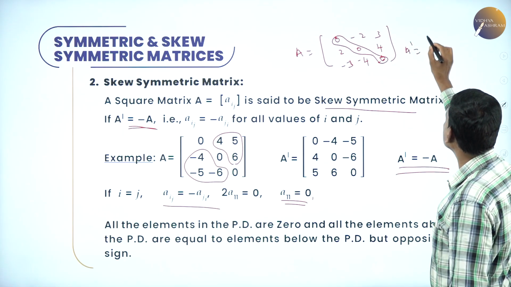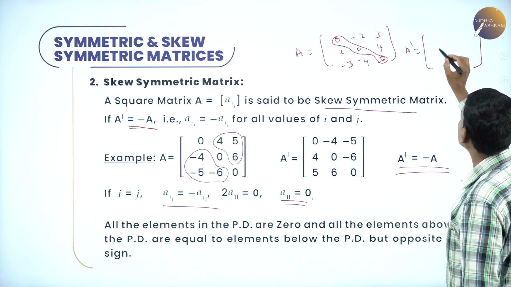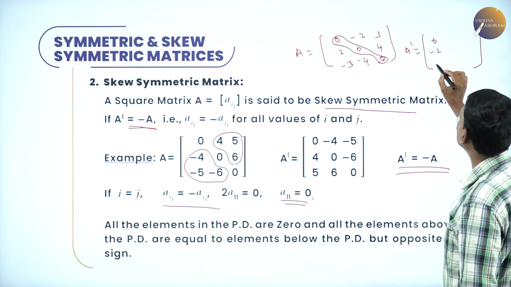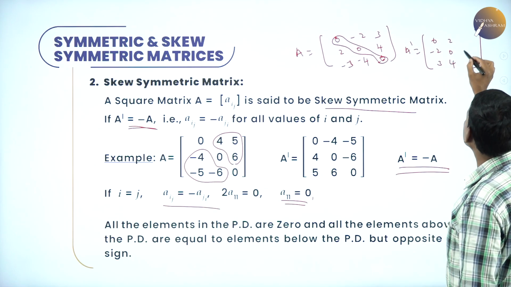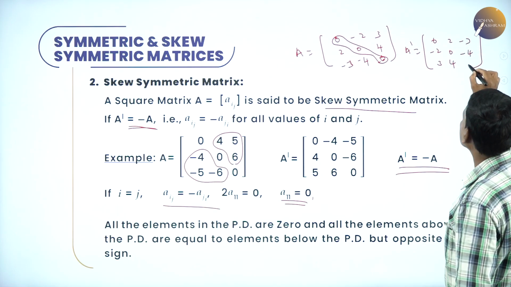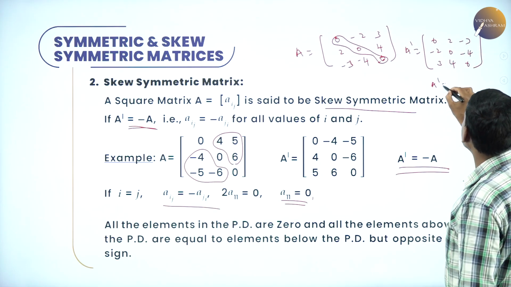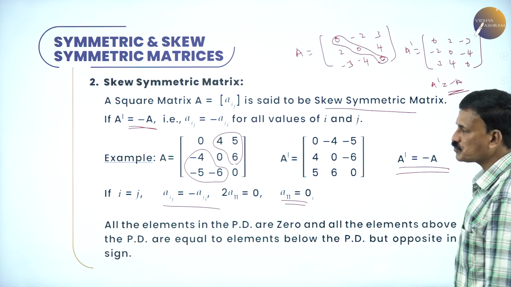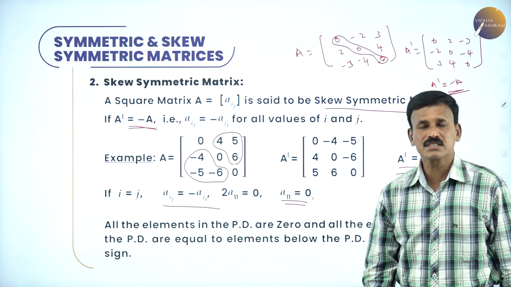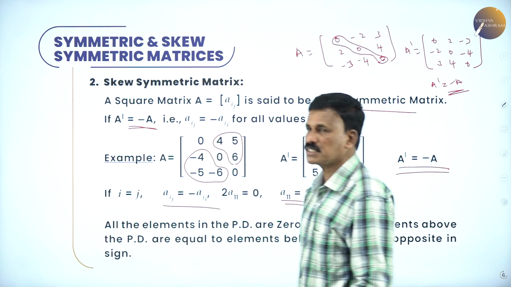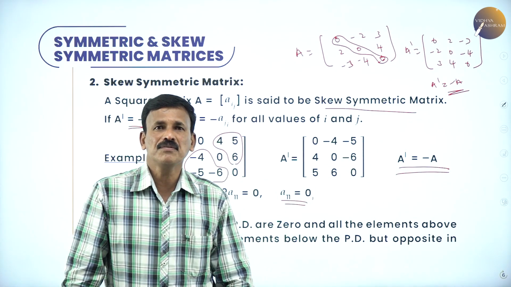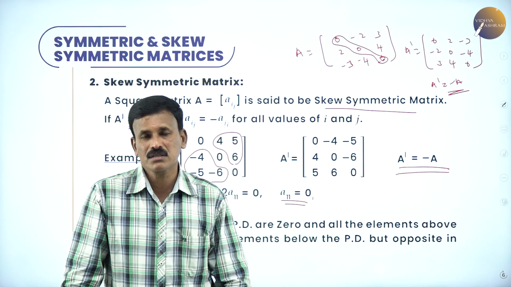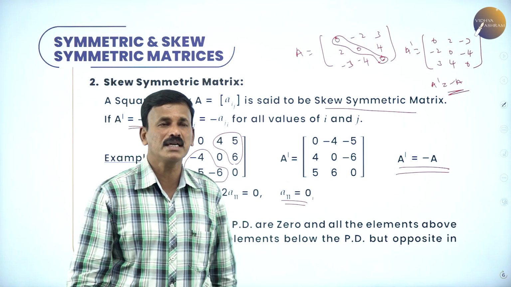If I transpose this, the transpose of this matrix is equal to 0, minus 2, plus 3, and 2, 0, 4, minus 3, minus 4, and 0. That is A dash is equal to minus A. So such a matrix is called a skew symmetric matrix. If A dash is equal to A, then it is called a symmetric matrix. If A dash is equal to minus A, then it is called a skew symmetric matrix.